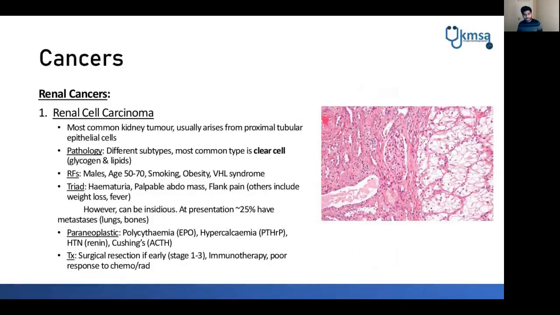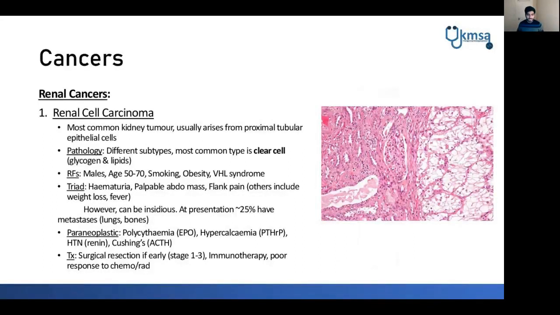Who gets this type of cancer? Males, people who are a bit older, 50 to 70, smoking is a big risk factor, obesity, and some syndromes like von Hippel-Lindau. The classic triad that they talk about is hematuria, a palpable mass, and flank pain, but it's almost never actually those 3, and often patients present late because of insidious onset.